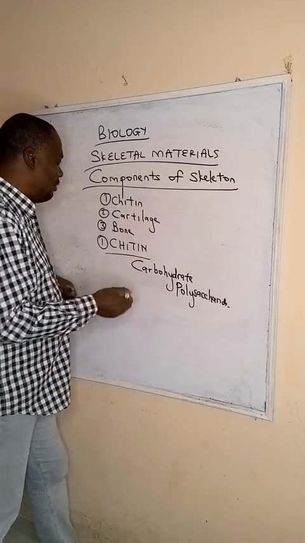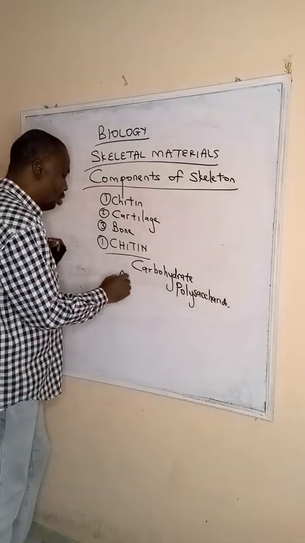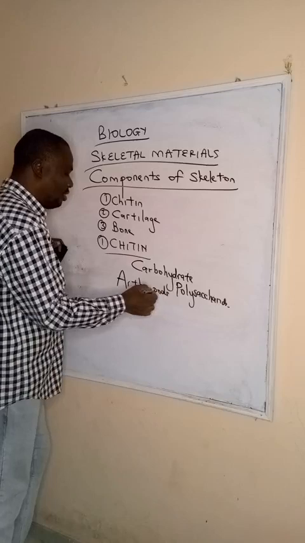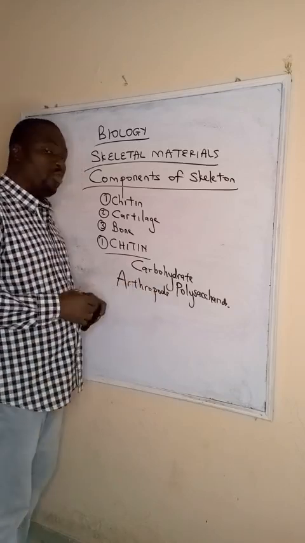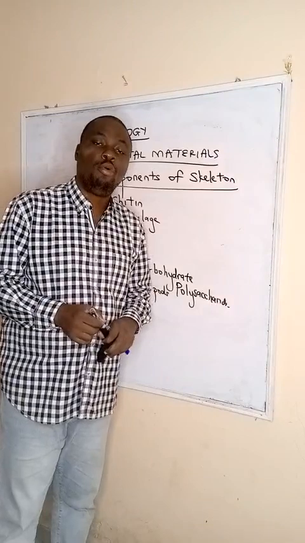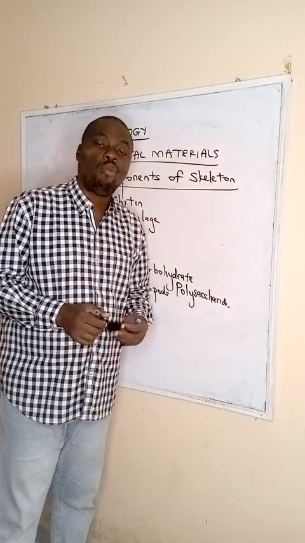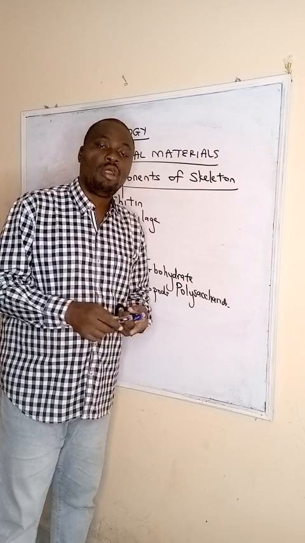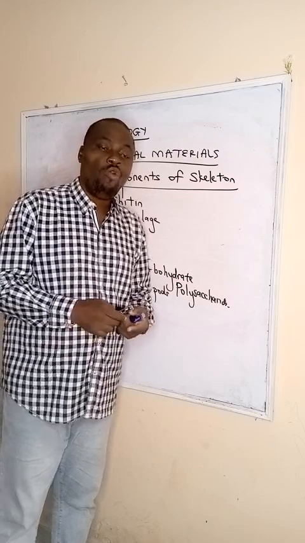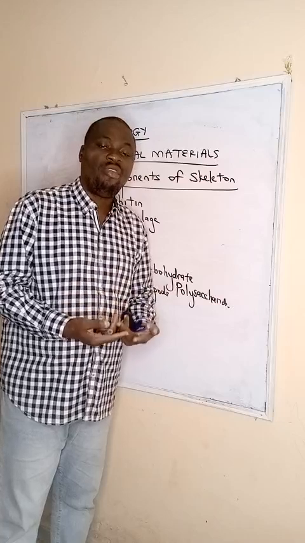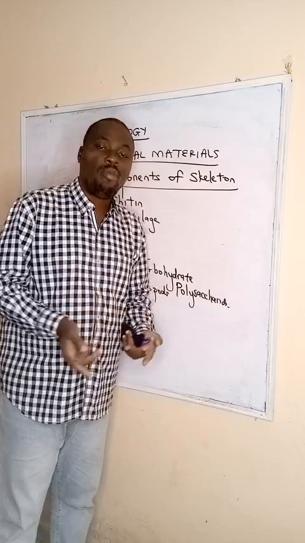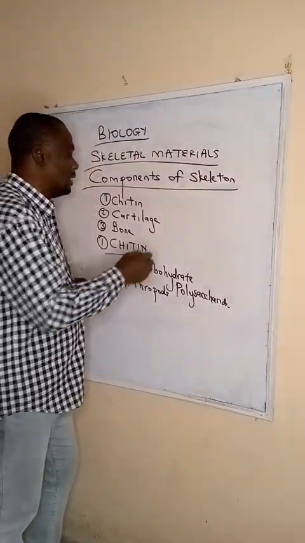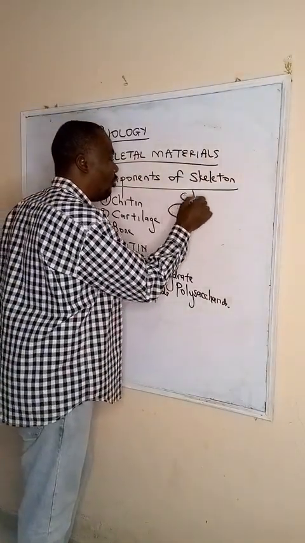And this chitin forms mainly the exoskeleton of arthropods. What are arthropods? In the phylum Arthropoda, there are four major classes of arthropods. We have the crustacea, which includes, for example, crayfish, prawn, crab, lobsters, barnacles. We have insecta, made up of the insects: cockroach, beetle, termite, housefly, mosquito, sandfly. Then we have arachnida.